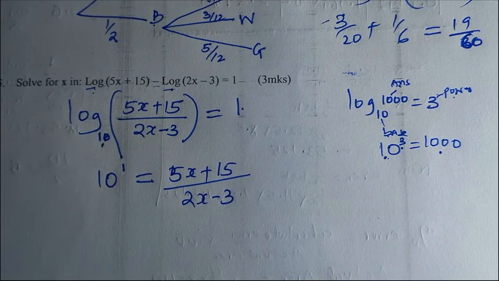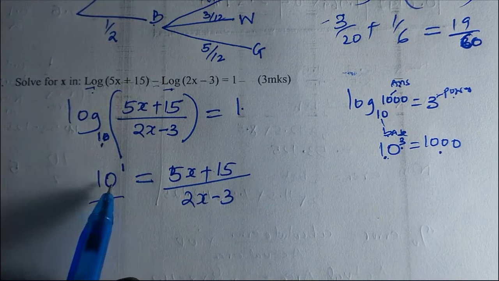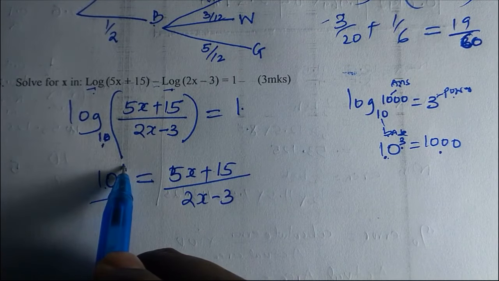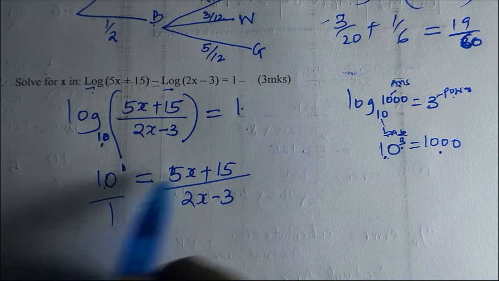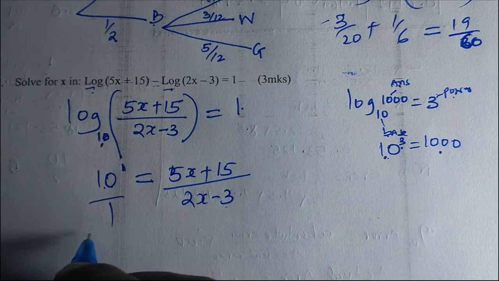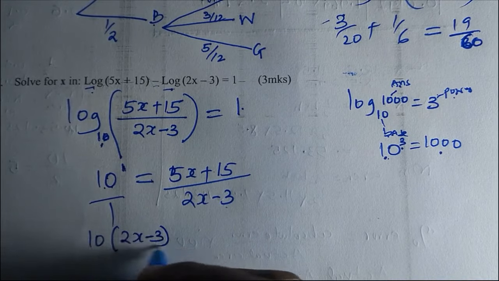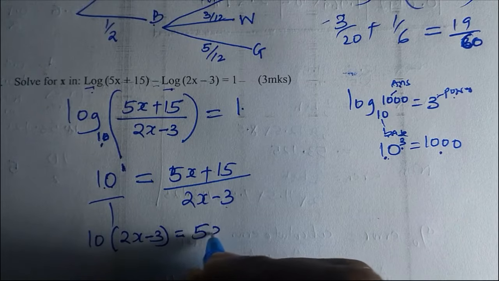Now you can put this over 1. Anything raised to power 1 is that same thing. Therefore, 10 raised to power 1 is 10. You can cross multiply. This is 10 into 2x minus 3 is equal to 5x plus 15.